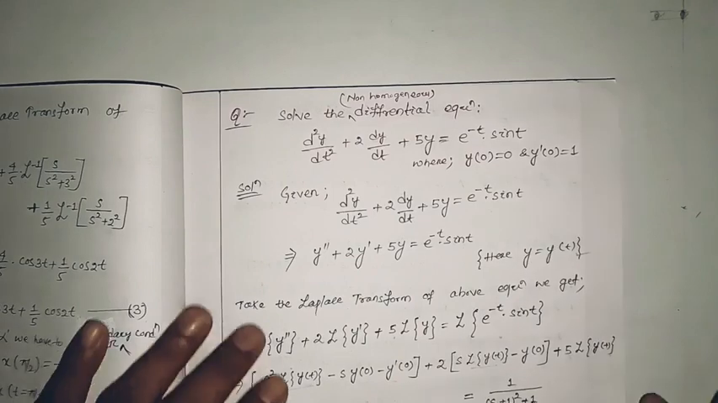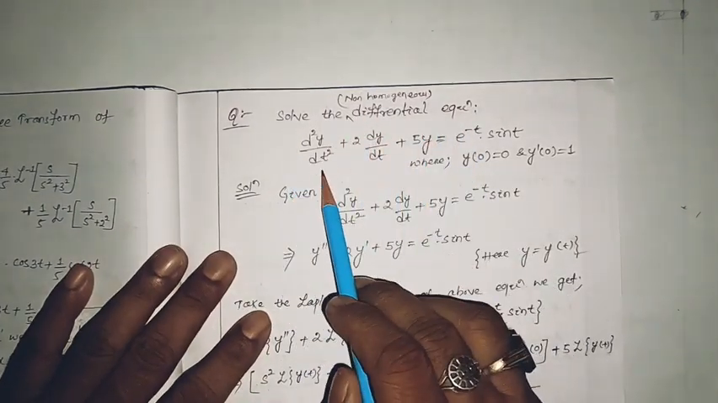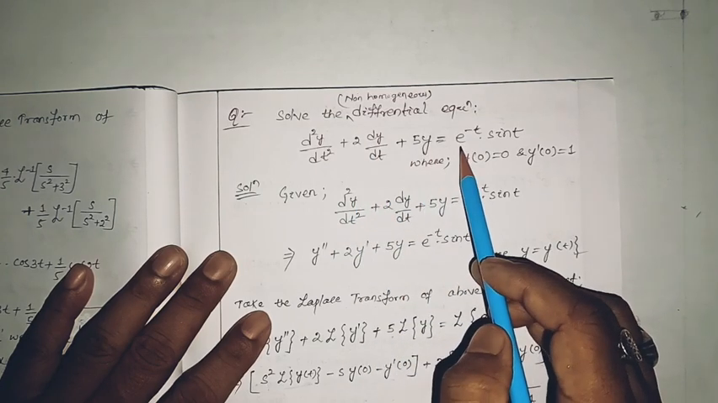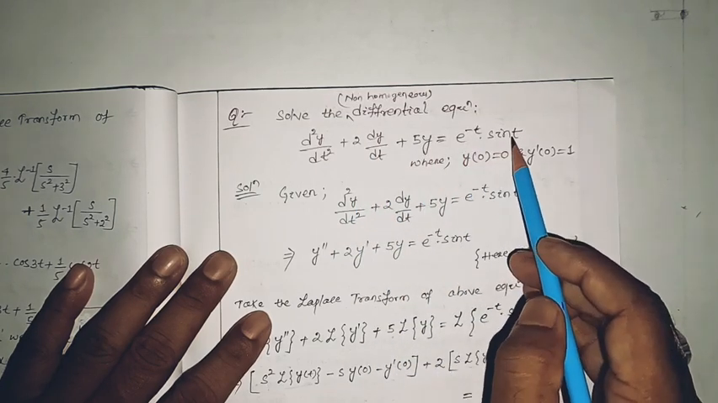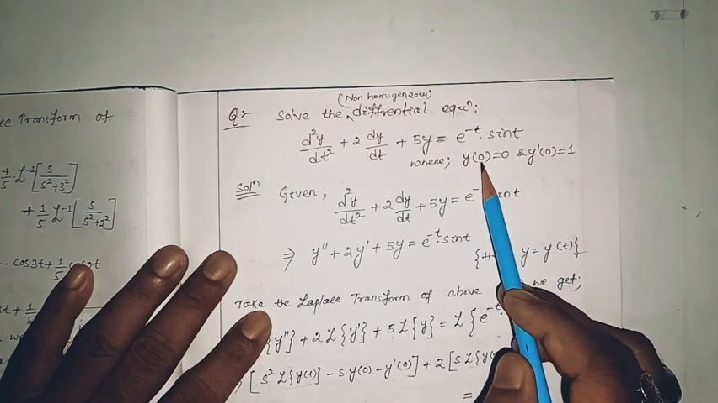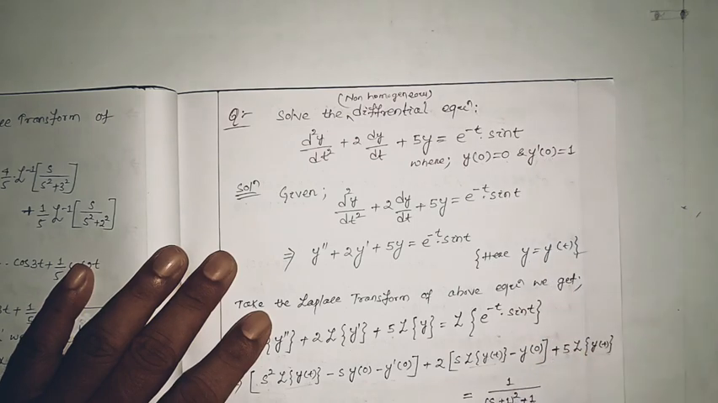Now we are going to go for another question: solve the non-homogeneous differential equation d square y by dt square plus 2 dy by dt plus 5y equal to e to the power minus t into sin t, where the initial conditions are given as y at t equal to 0 is 0, and y dash at t equal to 0 equals 1.